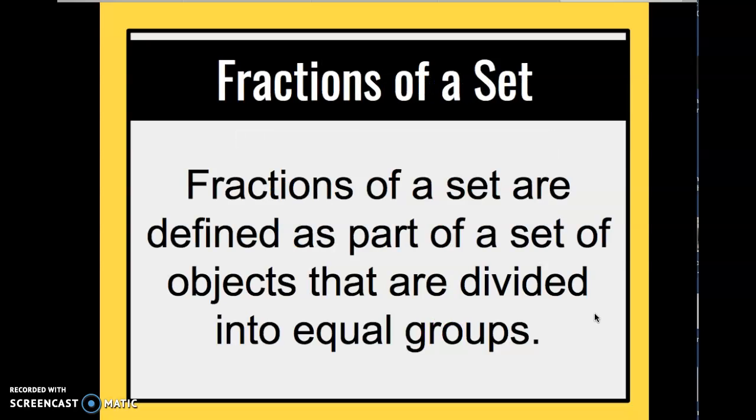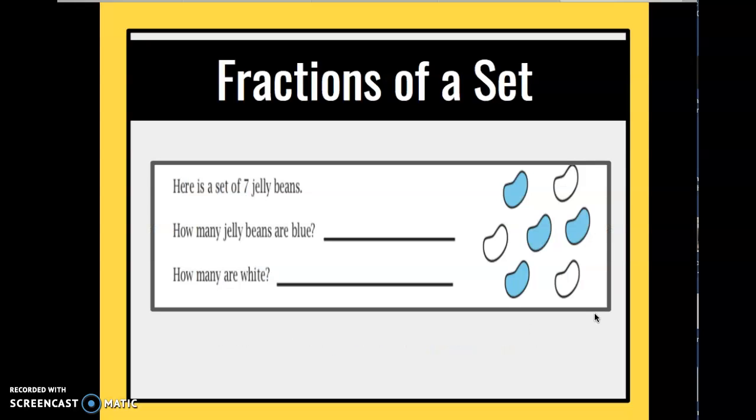Now moving on to fractions of a set. Fractions of a set are defined as part of a set of objects that are divided into equal groups. For instance, we have a set of jelly beans. There is a set of 7 jelly beans. Think about how many jelly beans are blue and how many jelly beans are white. There are 4 jelly beans that are blue, and there are 3 jelly beans that are white.